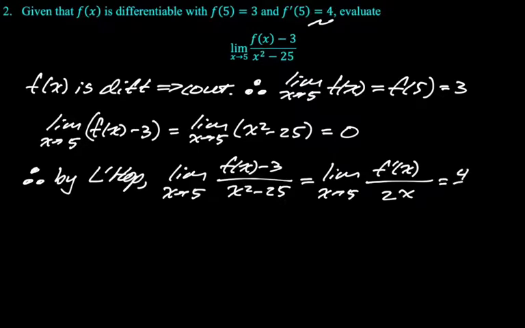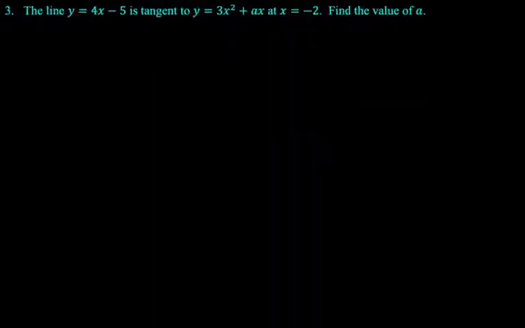So now we have 4 over 10 because we substitute the 5, which is 2 over 5. That's our answer. Let's look at the next problem, which is not the last problem in this problem set. I kind of thought it was.